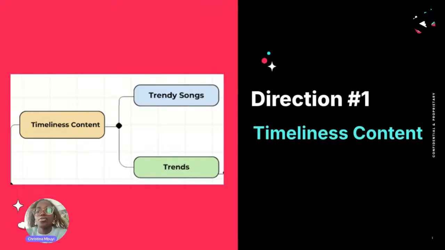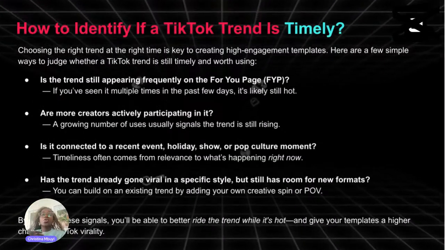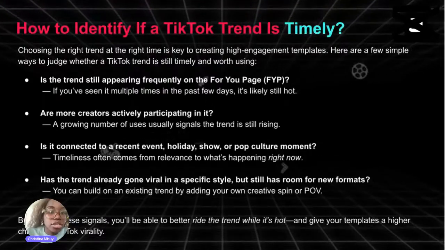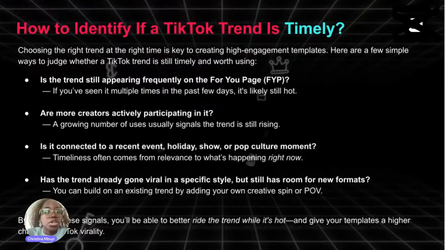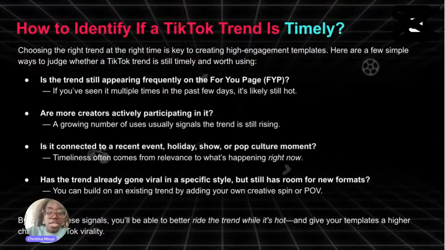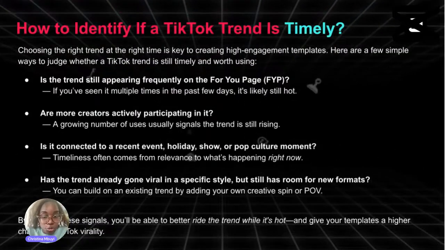So let's start off with direction number 1, which would be the timeliness of content. So we're going to touch on trendy songs and trends. How do you identify if a TikTok trend is timely? Choosing the right trend at the right time is very important. Is the trend still appearing frequently on your For You page? That's a good way to know if it's on time.